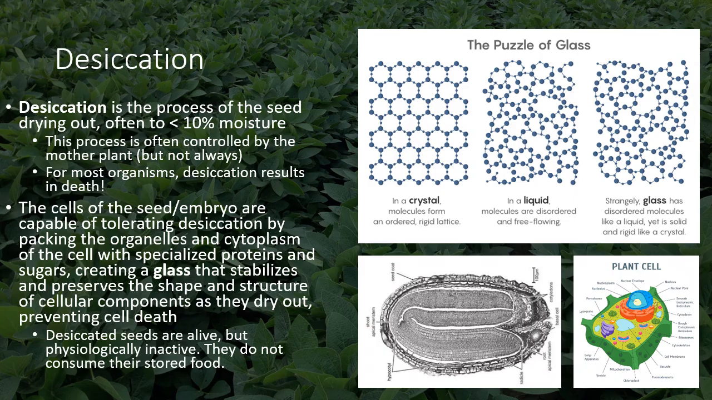However, if you rapidly cool a liquid, or maybe a melted crystal, for example, silicon dioxide, what ends up happening is that the liquid does not have time to organize itself into a crystal lattice. And so it ends up getting frozen in place as a solid, but with a disorganized structure.